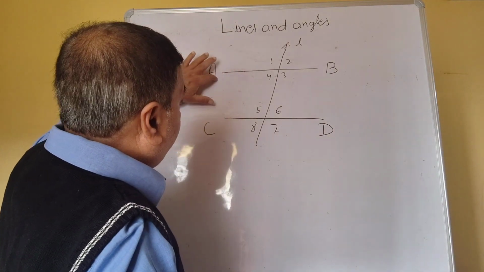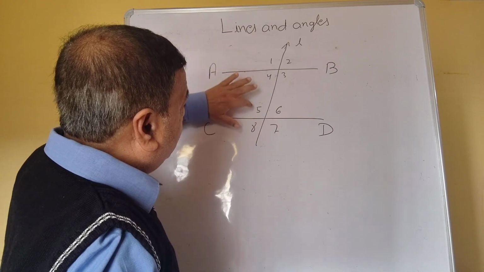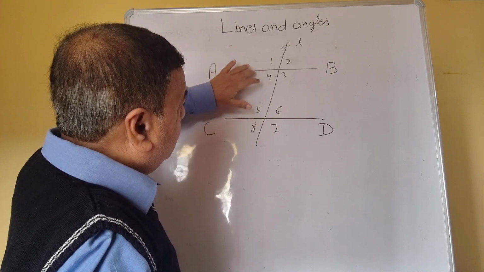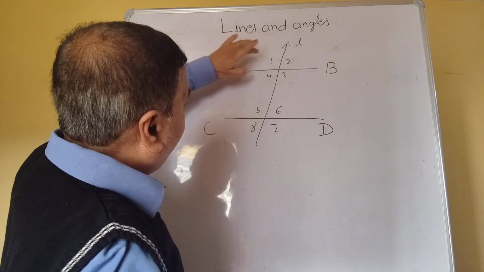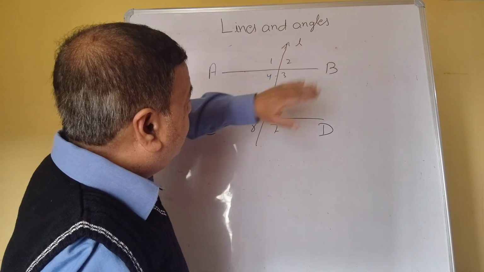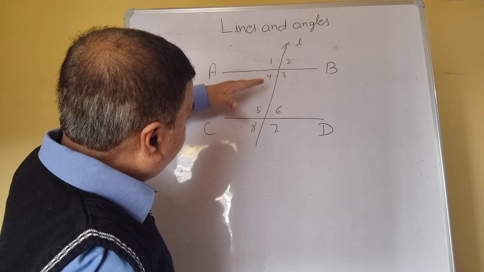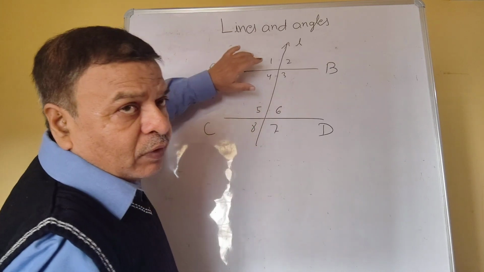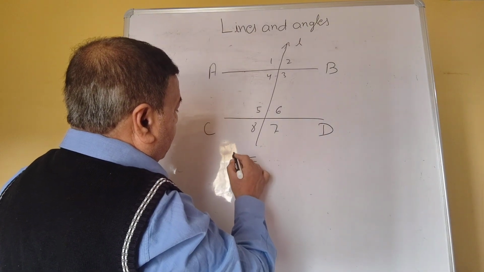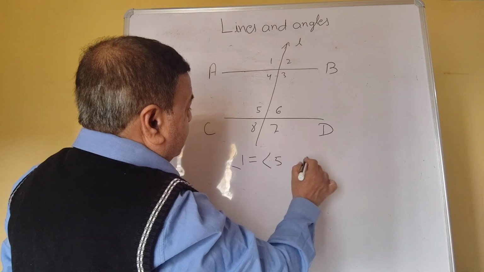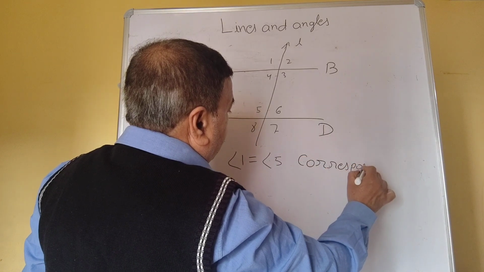If AB and CD are parallel, then angle 1 and angle 5 are called corresponding angles. Here we have 4 zones: upper side, left hand side, upper side, right hand side. Here also 4 zones. Upper side, left hand side will be equal. So angle 1 will be equal to angle 5. This is called corresponding angle.